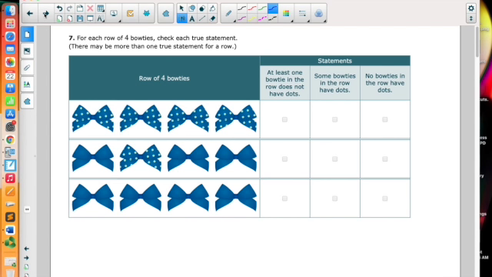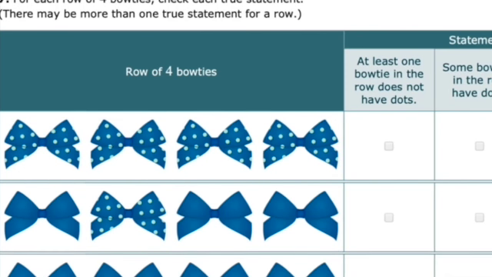Now we're talking about the universal quantifiers. We're not asking you to negate them, but it might be a good thing to include just in case. You know how Alex does, it'll randomly give you a hard question. For each row of bow ties, check the true statement, and it might be more than one true statement per row. We just have to check it out.